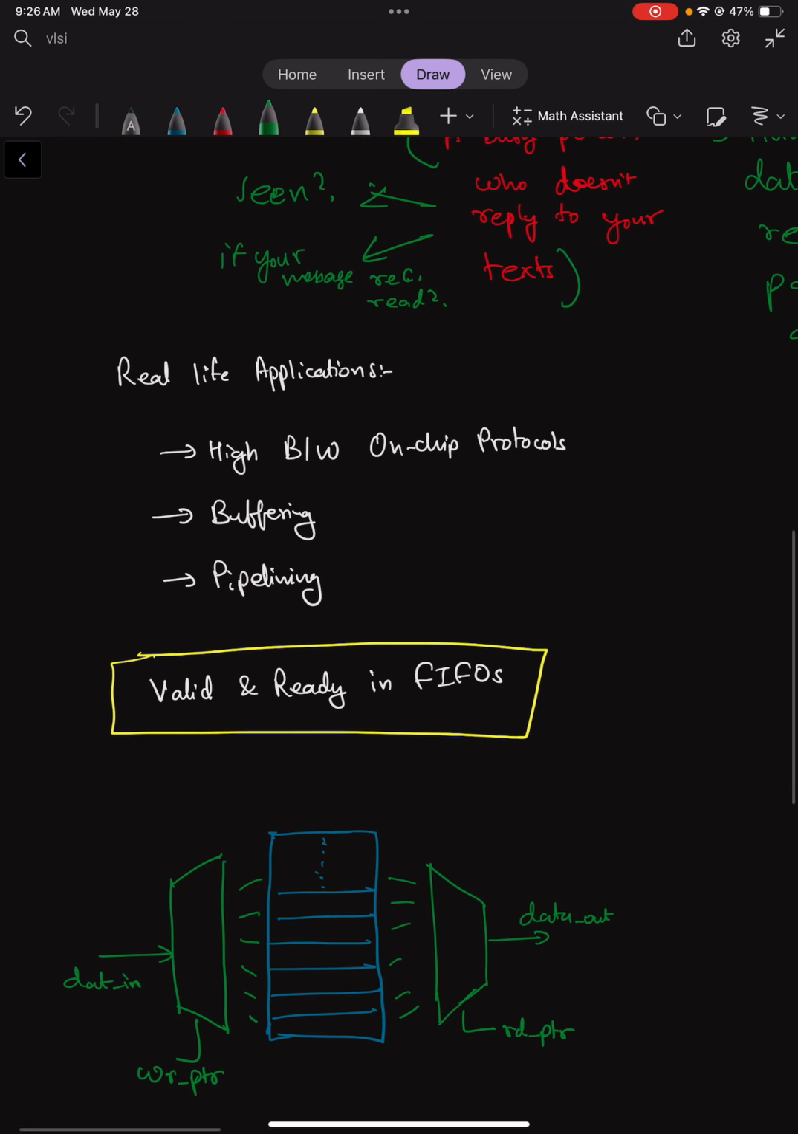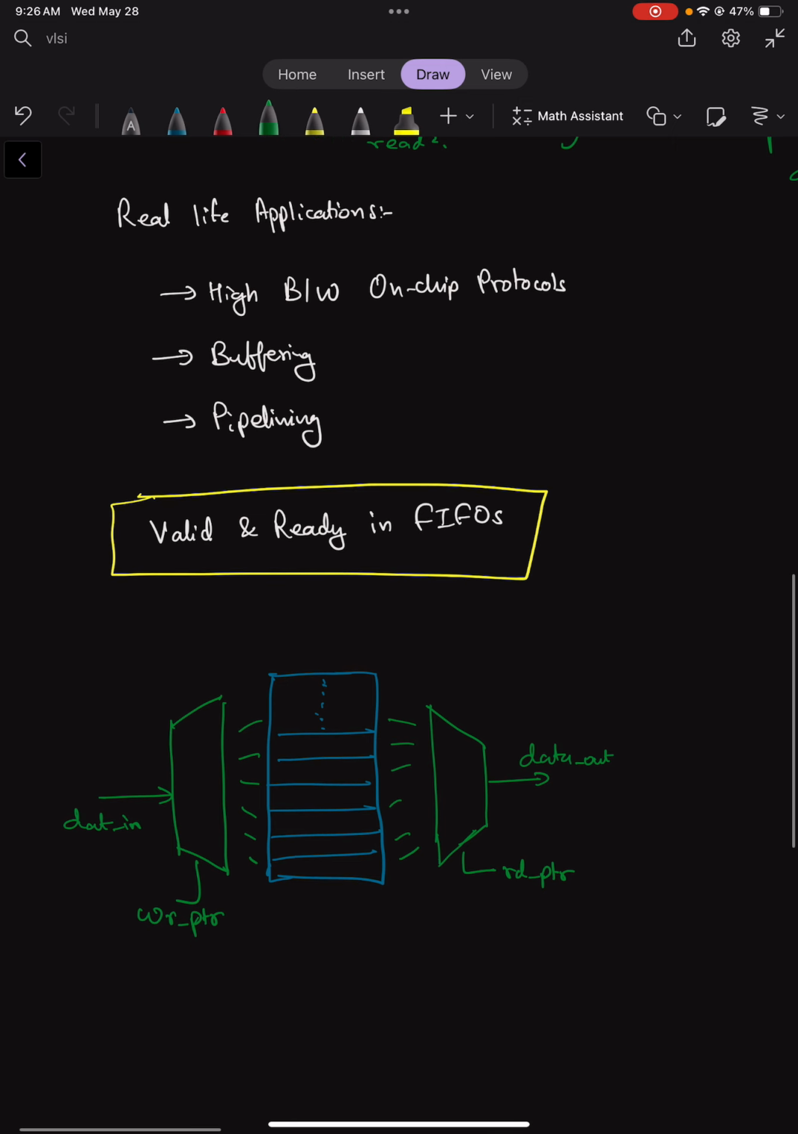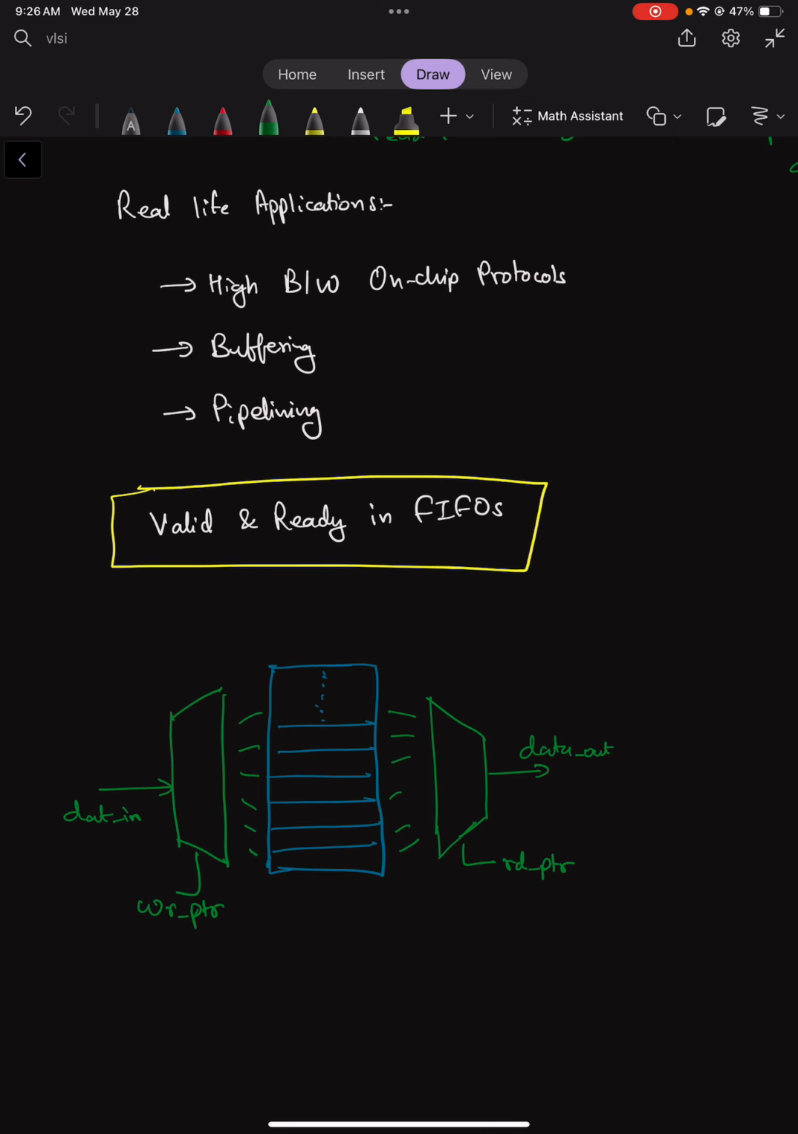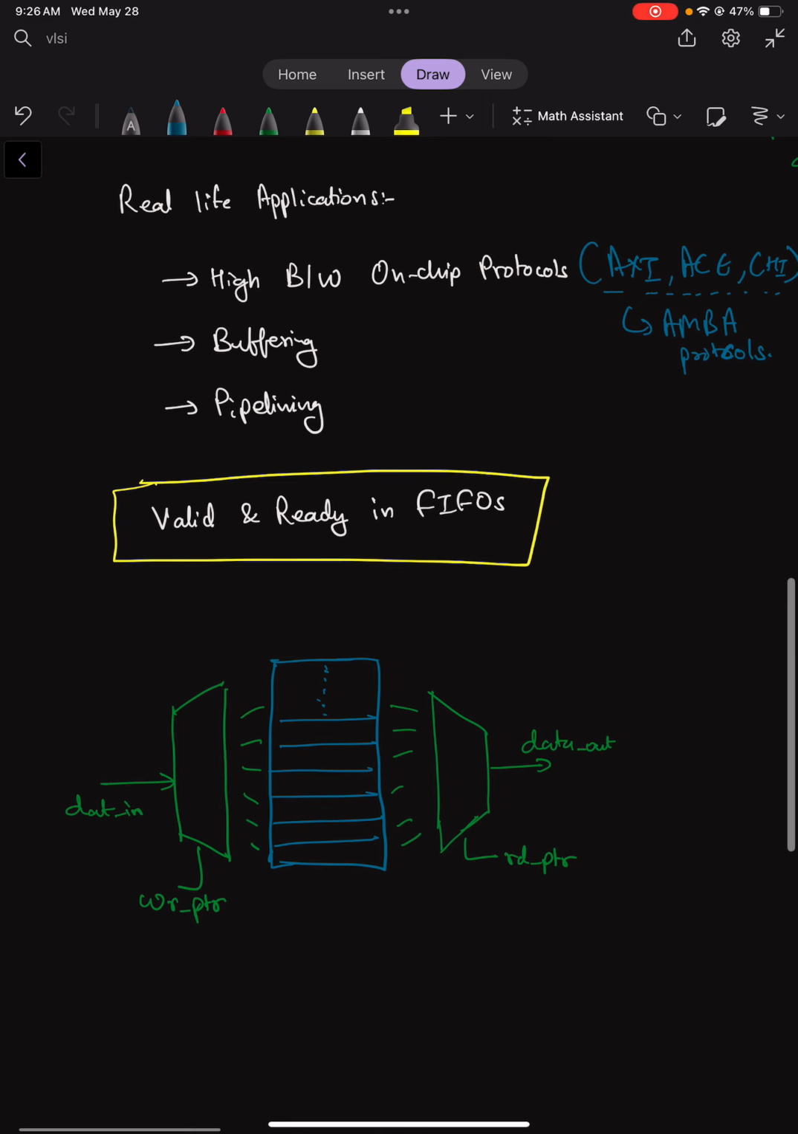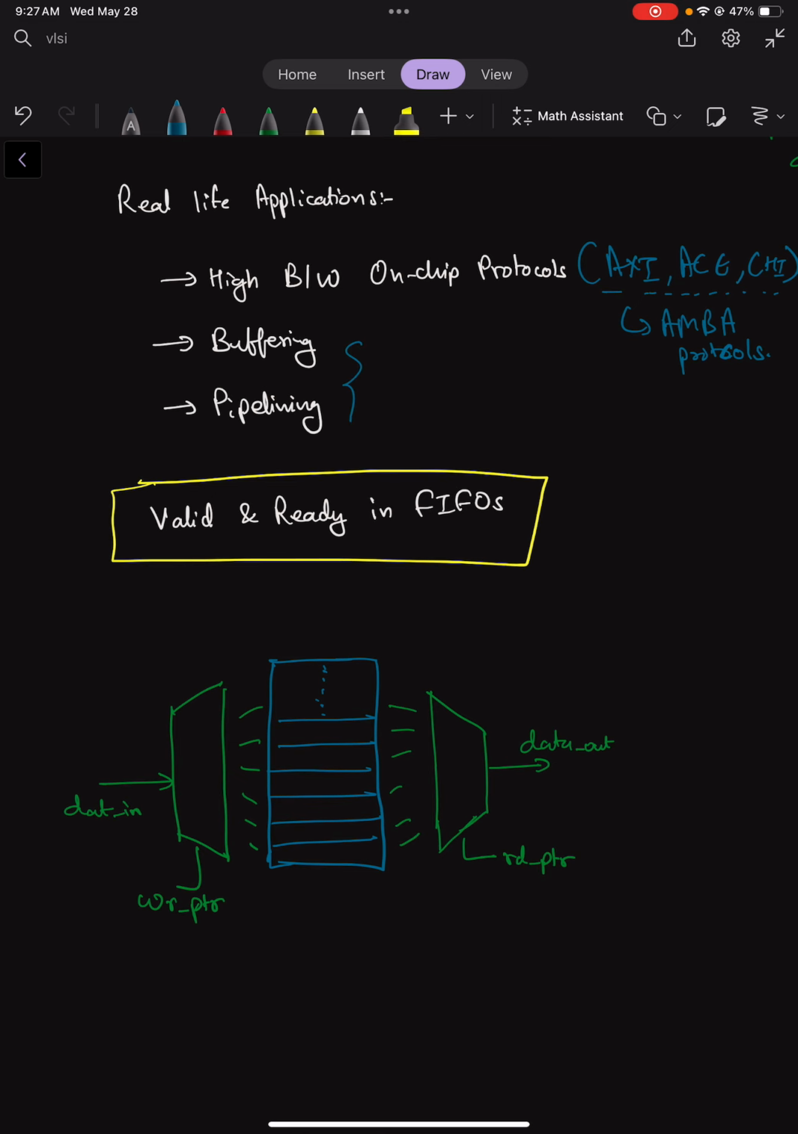Now let's look at some real life applications of valid and ready handshakes. It's mostly used in high bandwidth on-chip protocols like AXI, ACE, CHI. I think I'll talk more about it in the future, but yeah, they're just names. These are some AMBA protocols where these handshakes are used. It's also used in buffering and in pipelining. These we'll also cover later.